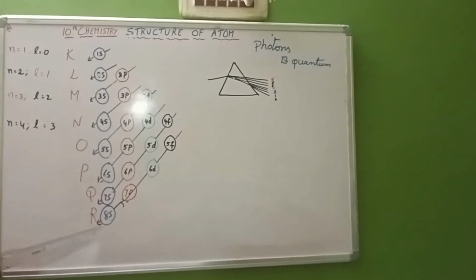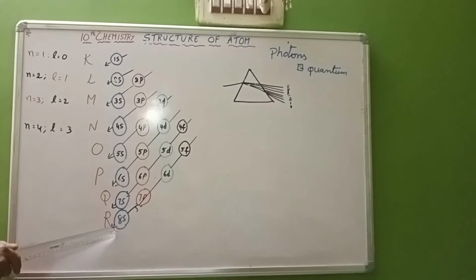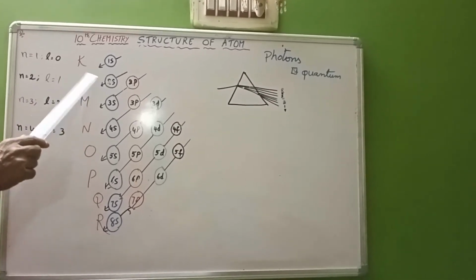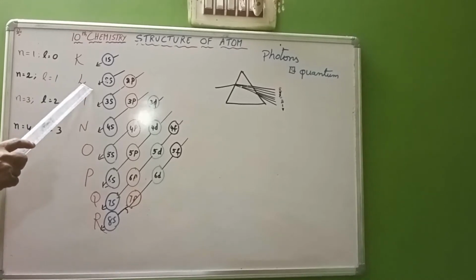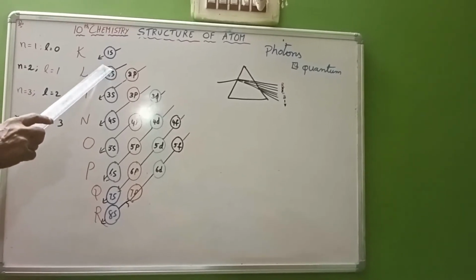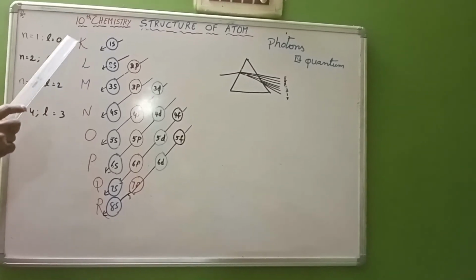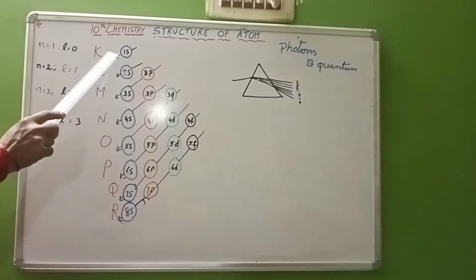This is the Euler's diagram. We use this diagram for the arrangement of electrons and for writing the electronic configuration of different elements. We can make use of it, and we can also get information regarding different values here.